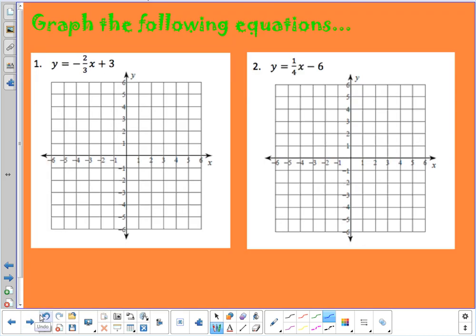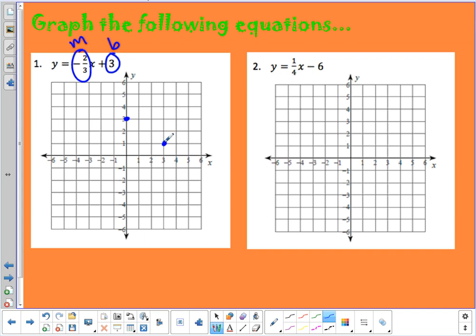On the back of your notes sheet, now we're going to talk about graphing equations. Top two, pretty easy. They're already in slope-intercept form. You know the y-intercept, you know the slope. I'm just going to put them on the graph. So I go up to +3. Slope is -2/3. Remember that that's your B, that's your M. So -2/3, I go down 2, right 1, 2, 3.